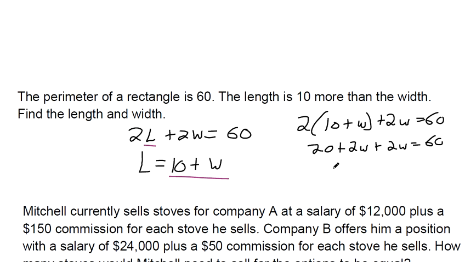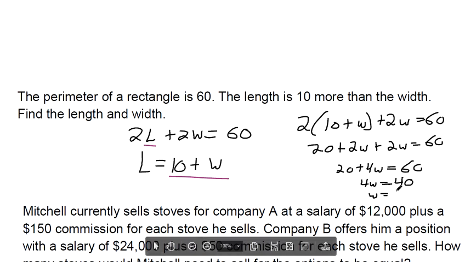And now we can combine the like terms in the left side of the equals. We can subtract 20 from both sides. And then divide both sides by 4. So W equals 10. That's our width. And our length would be 10 plus 10. So our length is 20.